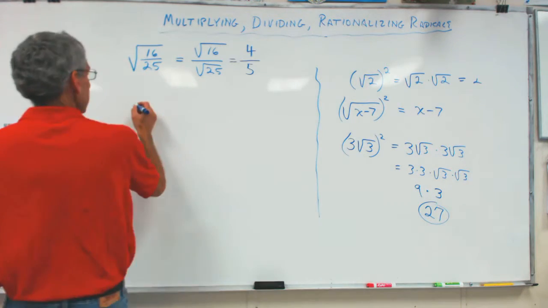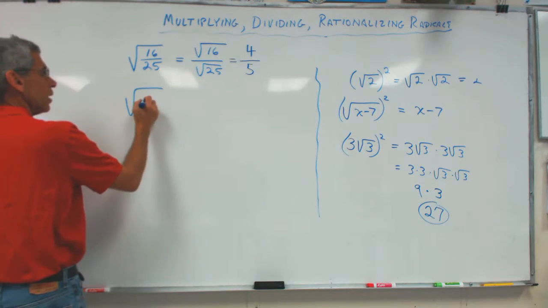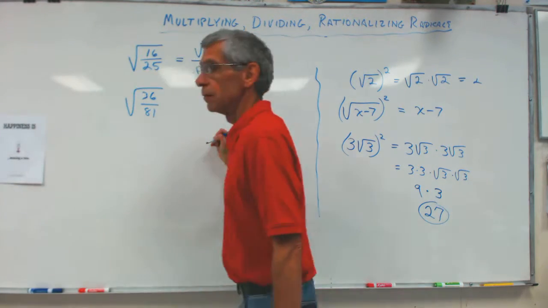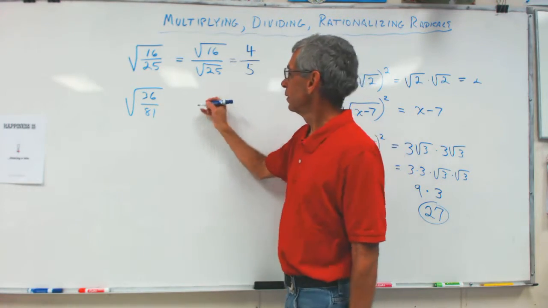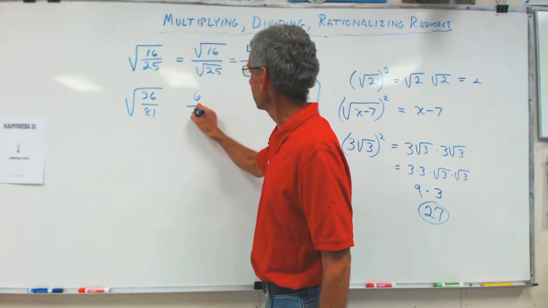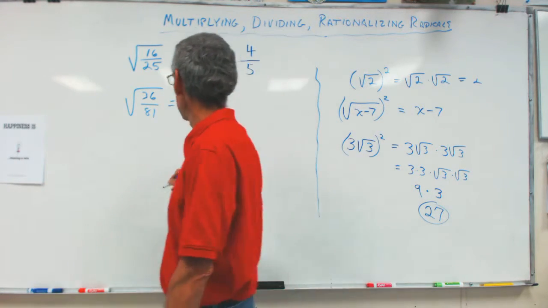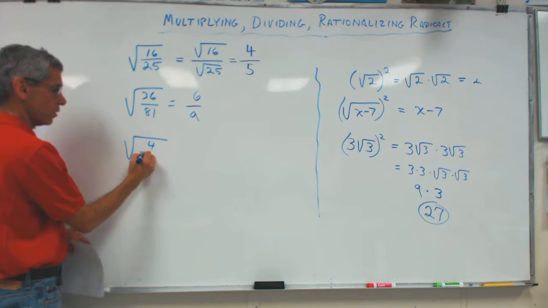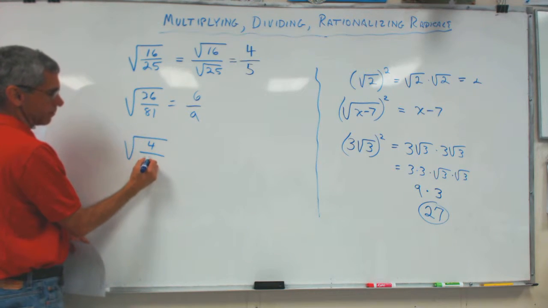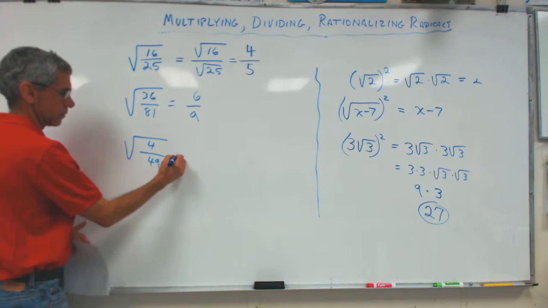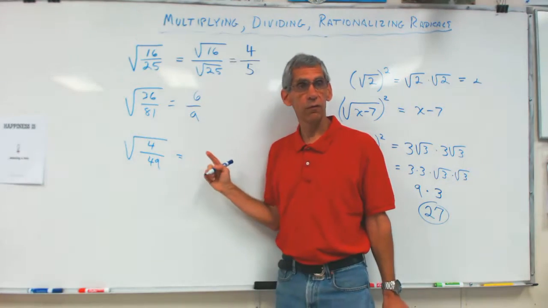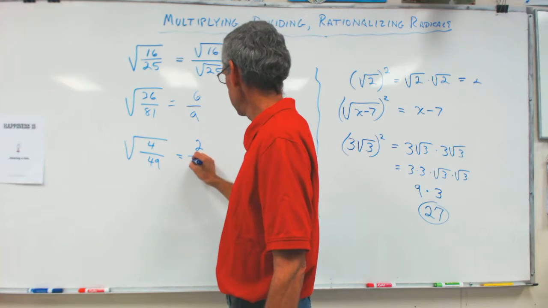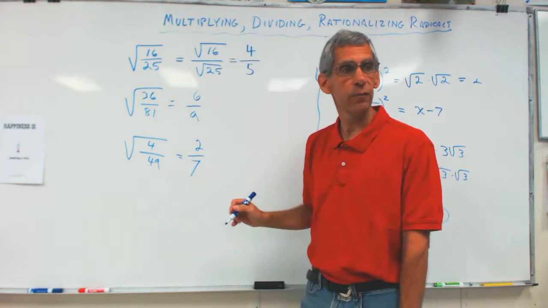How about this one? Square root of 36 over 81. 6 ninths, exactly. All right. Square root of 4 over 49. Square root of 4 over 7 is 2 sevenths, exactly. Everybody with me?